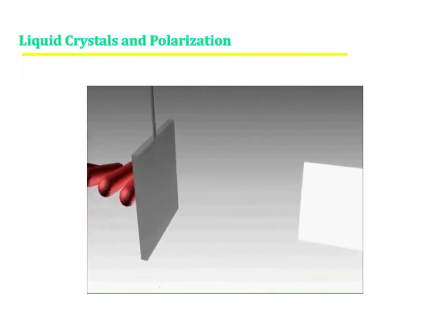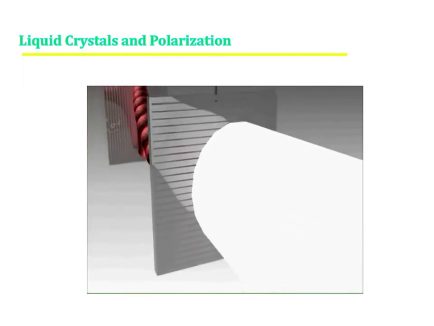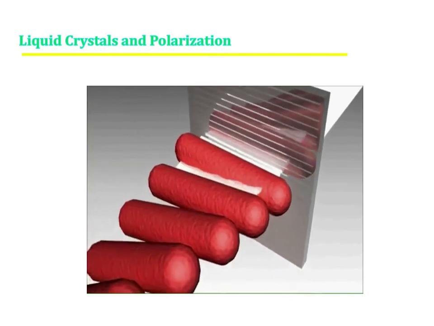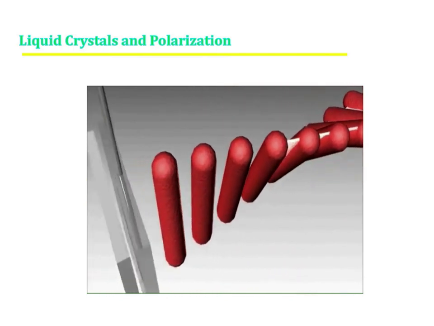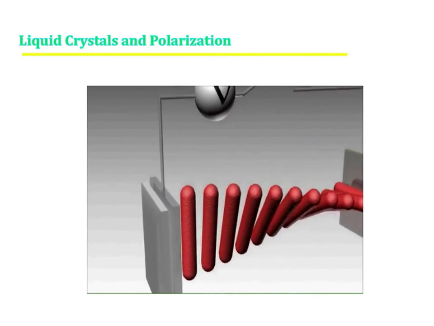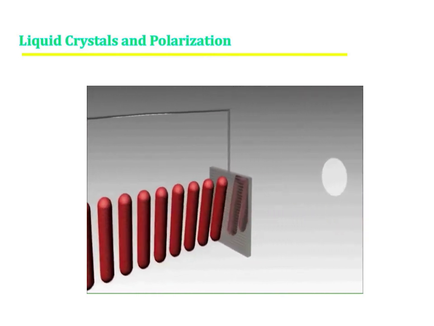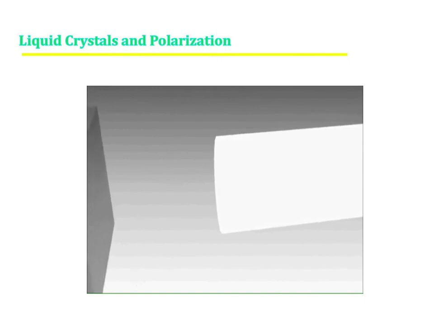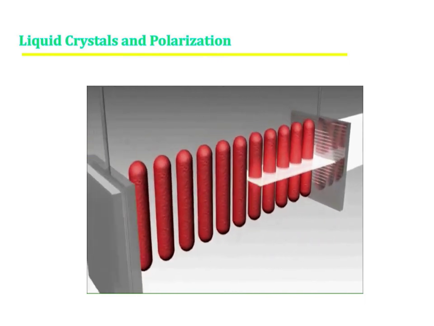Infer that when the cells are not energized, light is allowed to pass through the optical filters and the cell appears bright. When the cell is given a voltage or it is energized, no twisting of light takes place and the cell appears dull. And this is what we had hinted at in the beginning of the presentation.